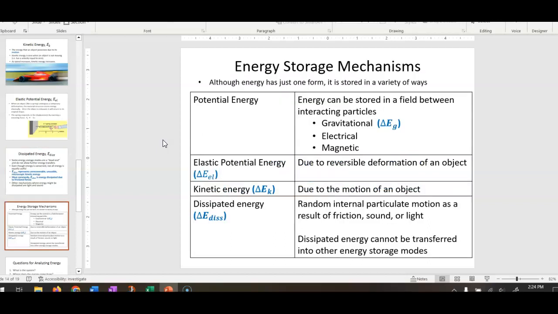Okay, so to recap, we now know about 4 energy storage mechanisms. There's gravitational potential energy, where energy is stored by virtue of its location above the Earth. There's elastic potential energy, which is due to a reversible deformation of an object. There's kinetic energy, which is energy due to the motion of an object. And there's dissipated energy, which is unusable and unrecoverable.